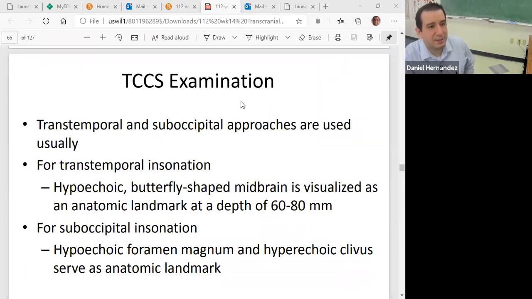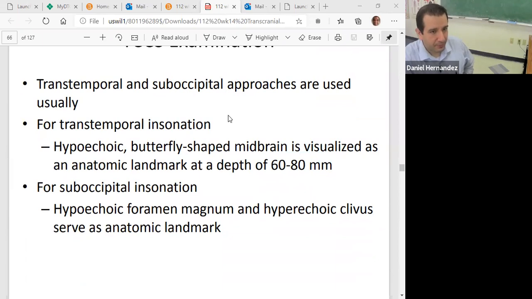So for the TCCS examination, we go through the transtemporal and suboccipital approaches. For the transtemporal insonation approach, we're going to look for this hypoechoic butterfly-shaped midbrain, and it's visualized as an anatomical landmark at a depth of about 60 to 80 millimeters. For the suboccipital insonation approach, we're going to look for a hypoechoic foramen magnum and the hyperechoic clivus, and these serve as anatomical landmarks.